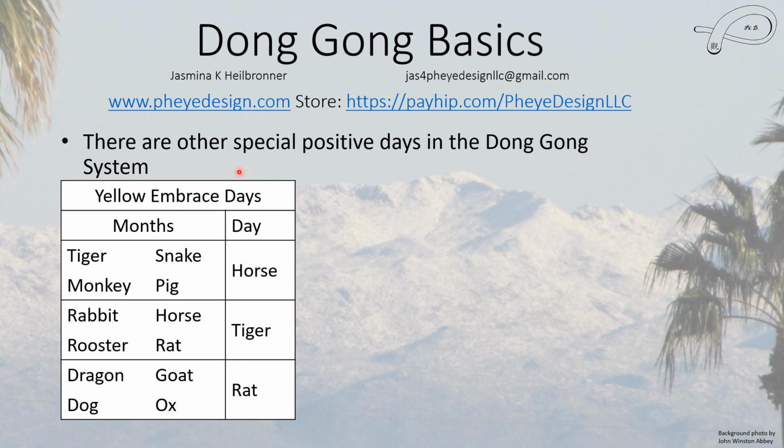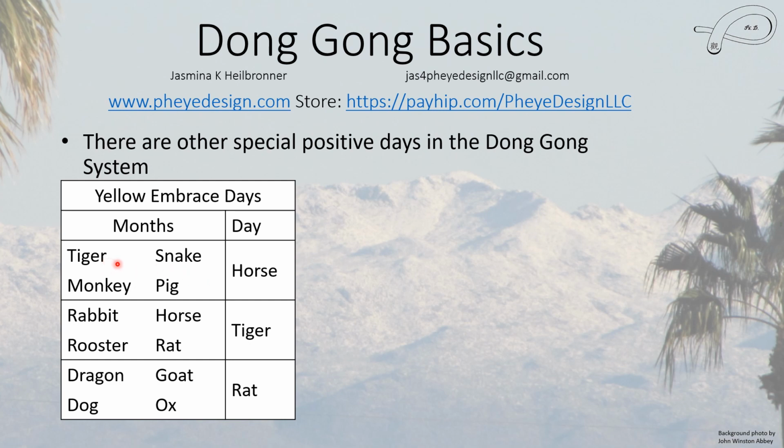So there are also some special positive days. So there's something called the yellow embrace, which elsewhere I found that this is a positive formation. And so since they list these animal signs, we know they're talking about the solar calendar. And they listed them as animal signs on the other website. So I know this is solar calendar.